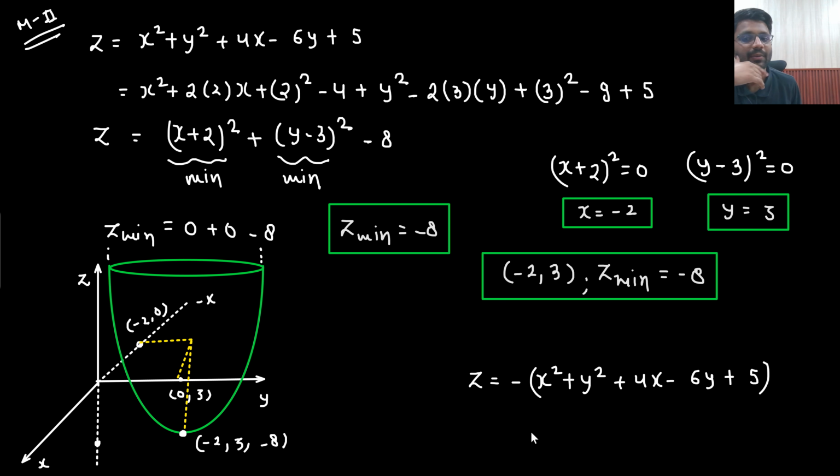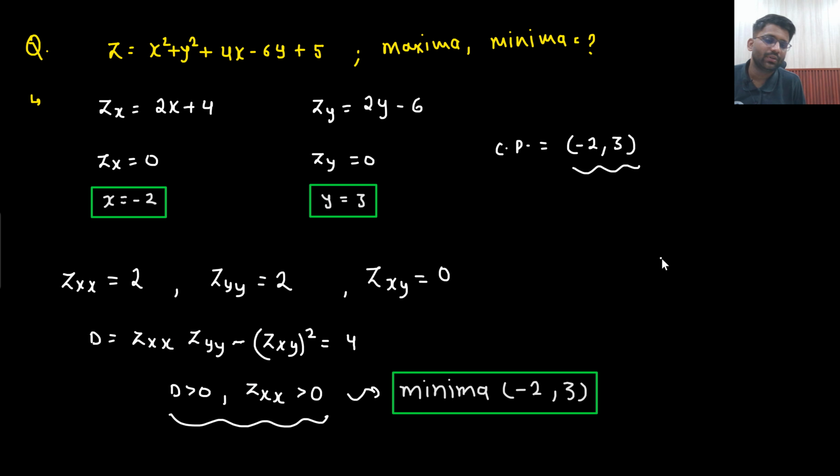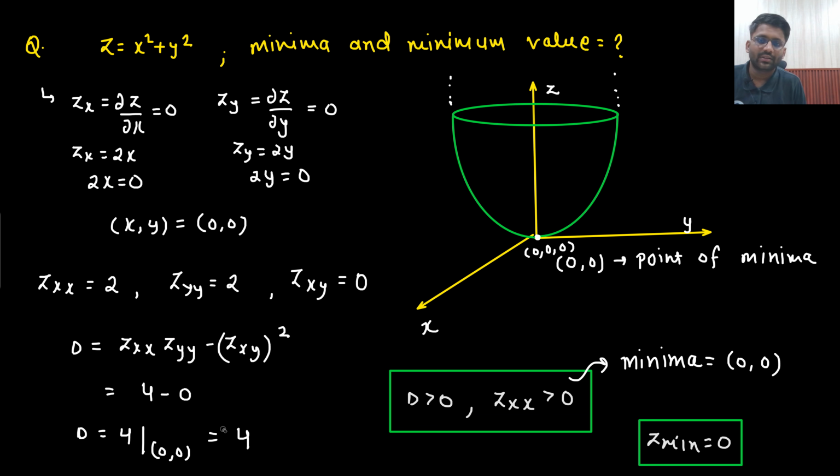And will you get minima or maxima? That also you need to tell. So if I just put minus here, then what will happen? This paraboloid that you have made will be simply inverted, no? The paraboloid will look somewhat like this. If here I would have put z equals to minus x square minus y square, z equals to minus x square plus y square.